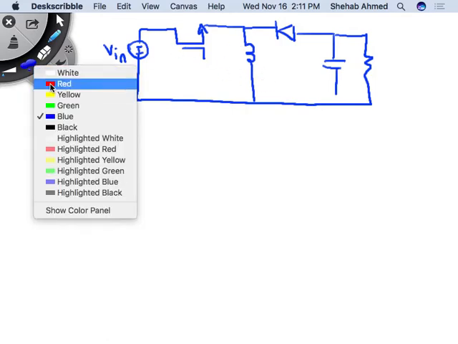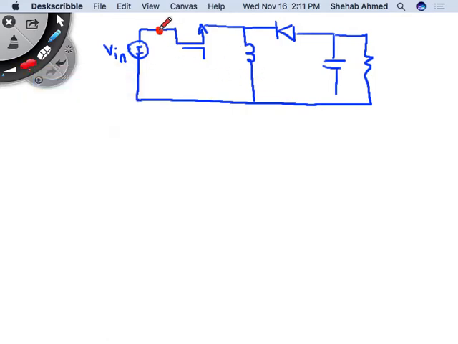Again, which terminal is this? Active terminal, and then this is my common, and this is my passive terminal. So you can take this, substitute the two sources that we looked at, and redraw the circuit.